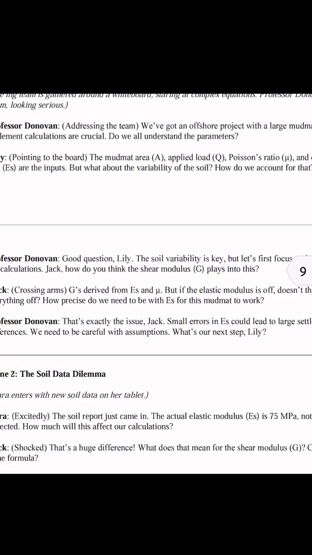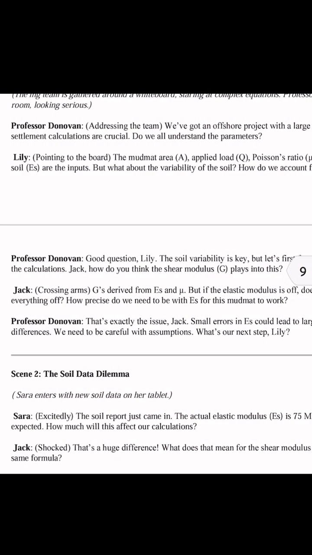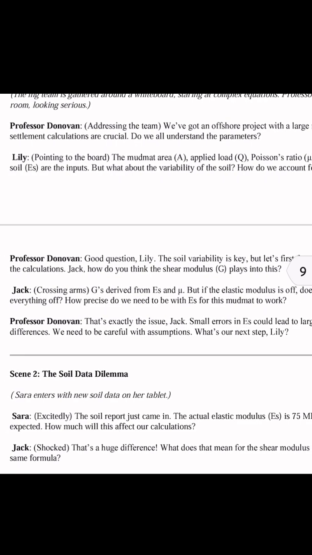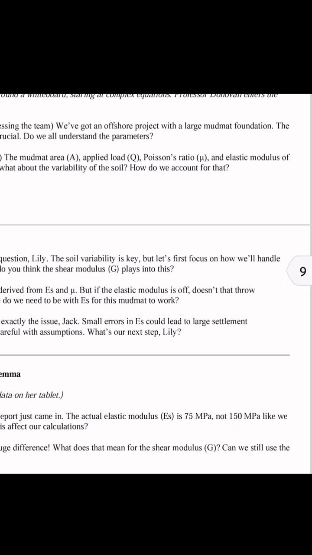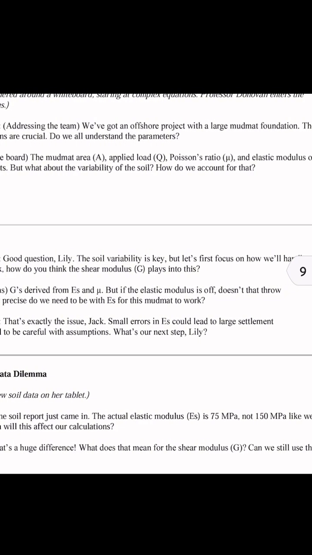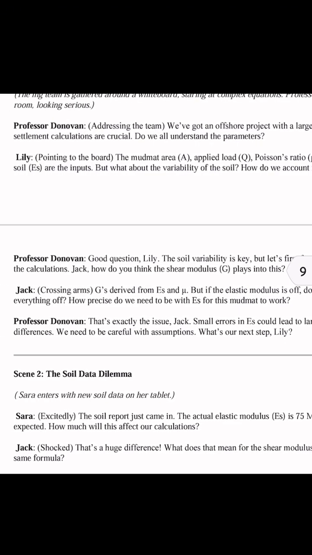We got an offshore project with a larger Mudmat foundation. The settlement calculation is crucial. Do we all understand all the parameters? Yes. How do we account for that? What about the variability of soil? We have to see the Mudmat area, upright, elastic shear modulus. All these are the inputs.